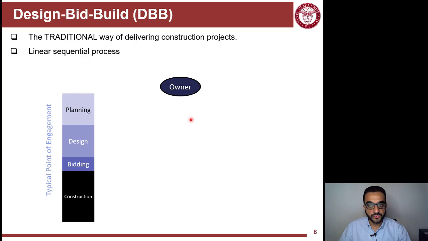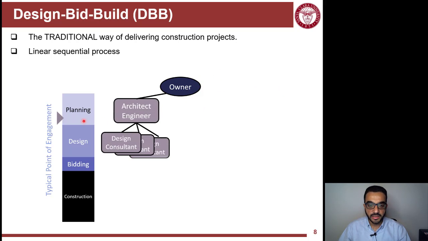So let's cover the first type here, design-bid-build, DBB. It's the traditional way of delivering construction projects in the US and almost any other country. So design-bid-build is a very linear sequential process. Everything starts with the owner defining the project and the planning. During the planning phase, they need to plan what the project is. Like, I want to build a hotel. What do I need to have in this hotel? What functions will this hotel serve for my organization, the owner organization? And then they hand this to the architect to make the design.